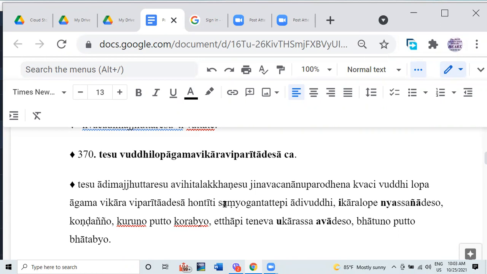Okay. That's me, because this sutta is a large sutta. So this sutta can do many things. It can do Odi, strengthening also. Lopa, elision also it can do. Agama, insertion also, Vikara. Later I will explain what the Vikaras are. Vibrita, the rebirth, changing also it can do. Artisa, many changes also you can do. Okay.